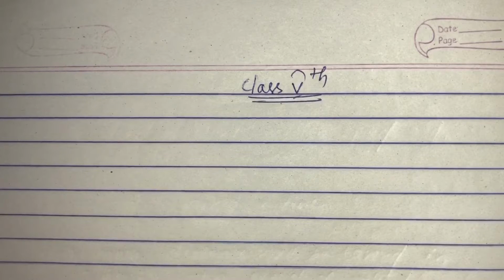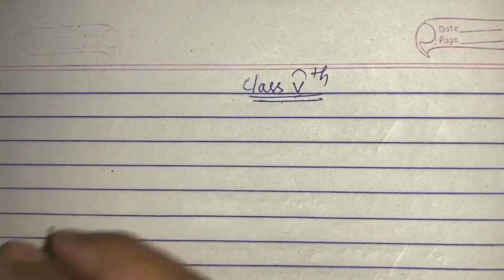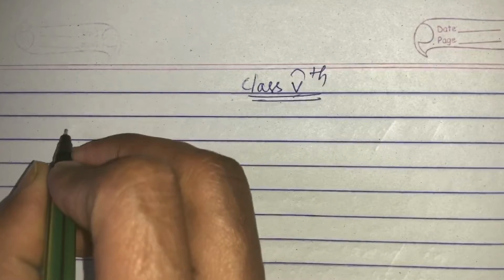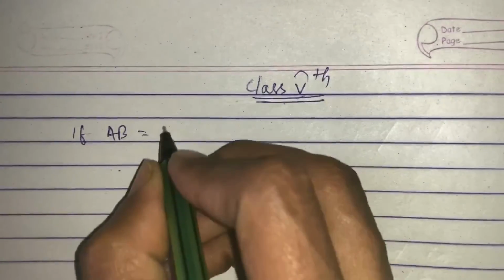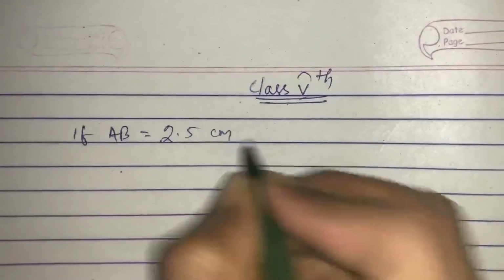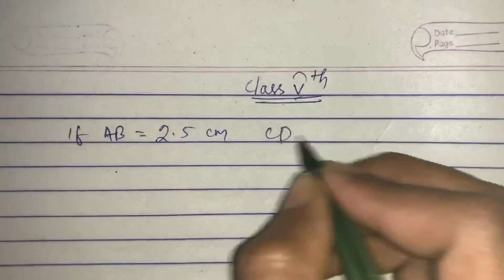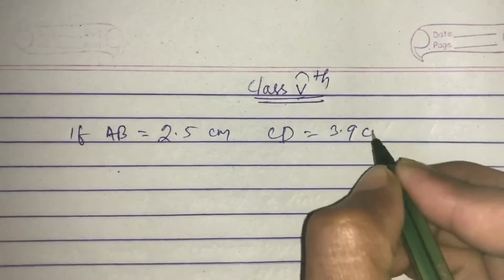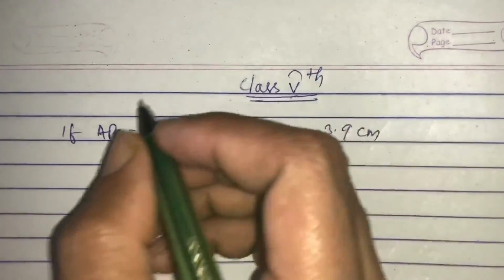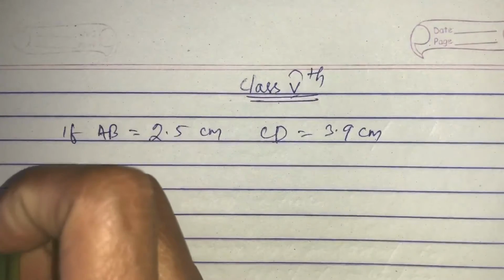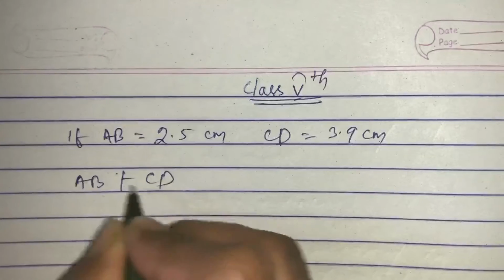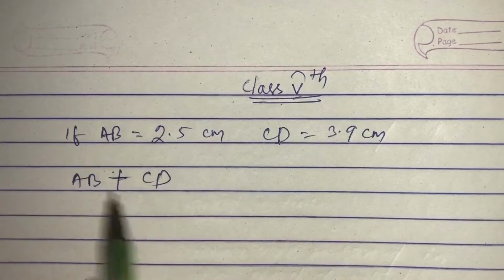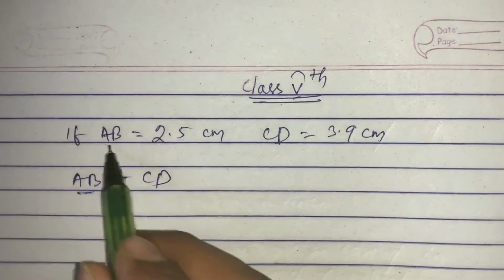Today we will solve some questions related to chapter 12. The question says, according to exercise 12A, if AB is equal to 2.5 centimeters and CD is equal to 3.9 centimeters, then you have to construct a line segment whose length is equal to AB plus CD.